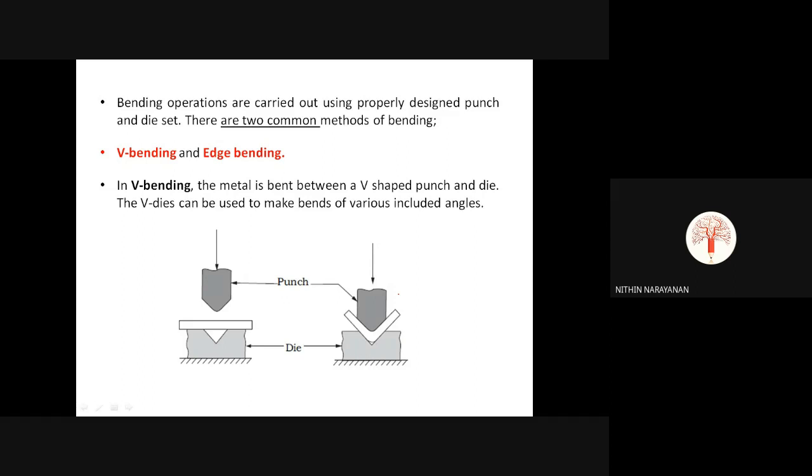So in this figure below, you can see V bending. In V bending, the metal is bent between a V-shaped punch. The punch used is a V-shaped punch, and the die used is also a V-shaped die. The V dies can be used to make bends of various included angles. So if dies and punches of various included angles are available, we can get different workpieces or different products with different bend angles.